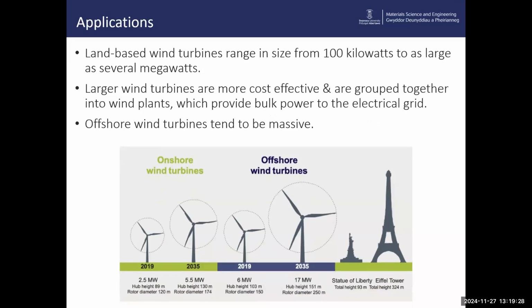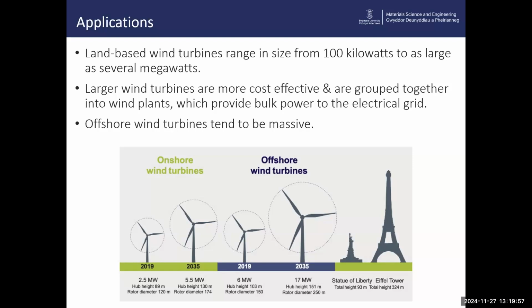In terms of applications, this is an interesting schematic showing different sizes and powers of various wind turbines. Land-based wind turbines range in size from around about 100 kilowatts to as large as several megawatts. The larger wind turbines are more cost-effective and are grouped together into wind plants, which provide bulk power to the electrical grid.